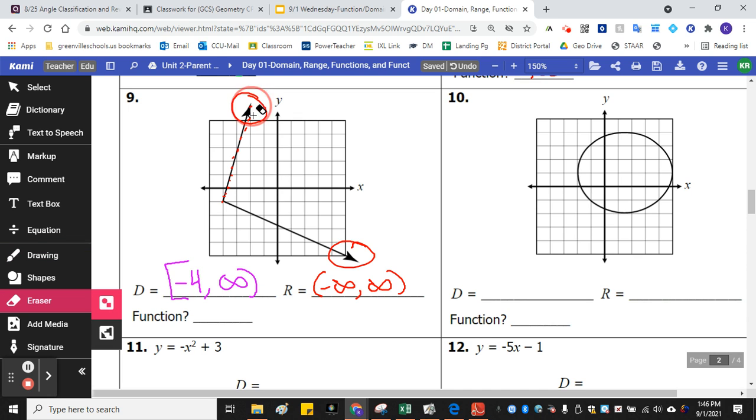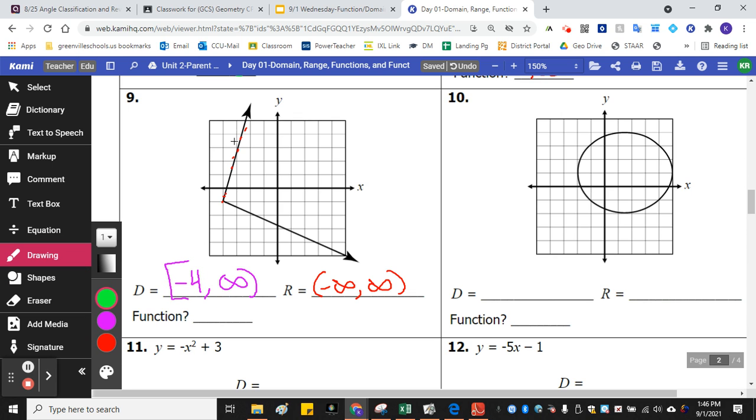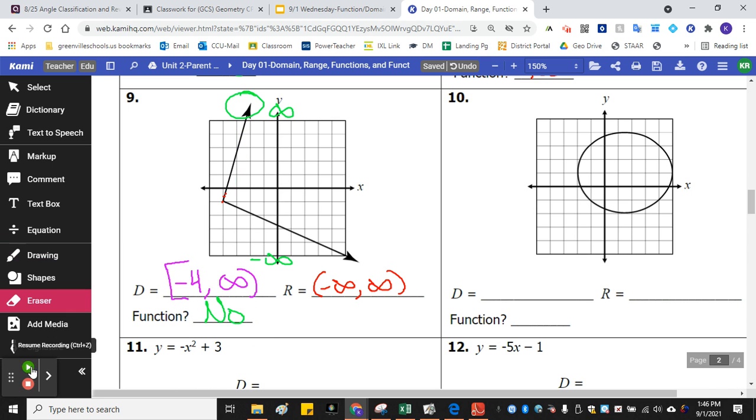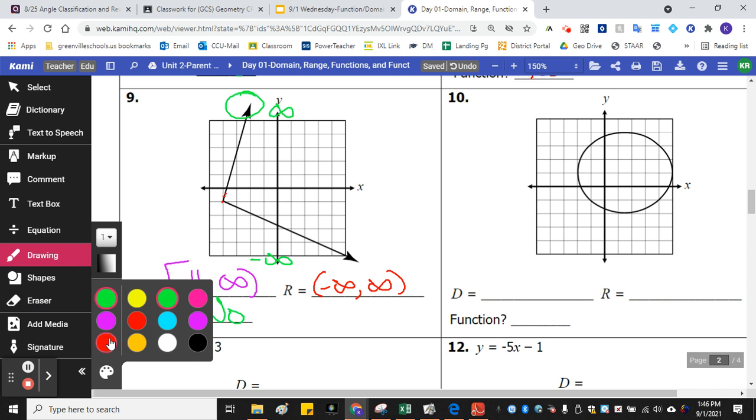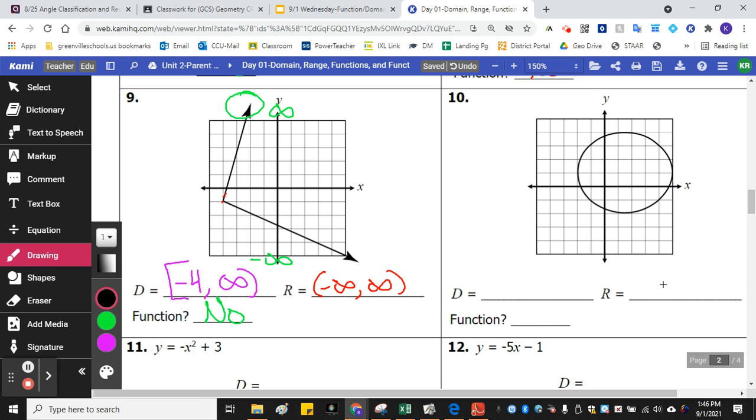Is this a function? No. I draw a vertical line and it can cross 2 places. 10? Not a function.